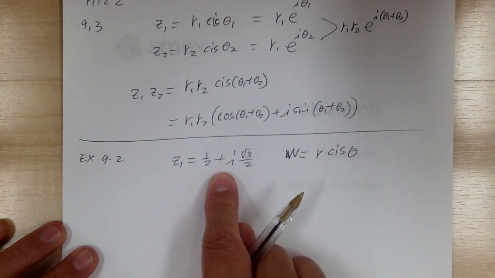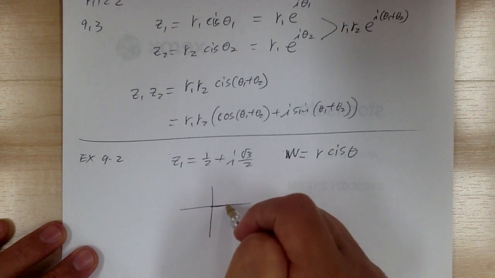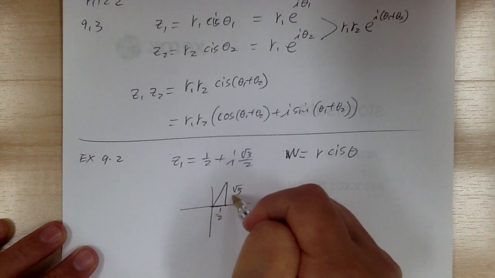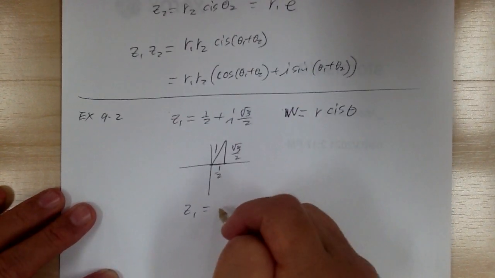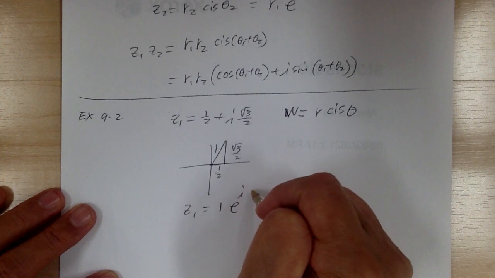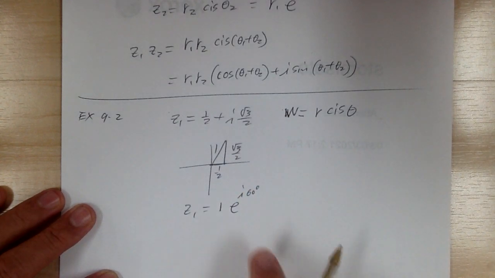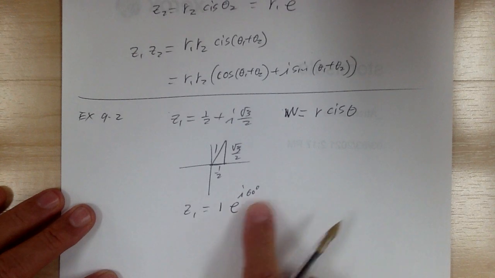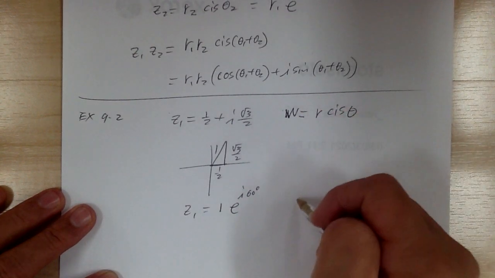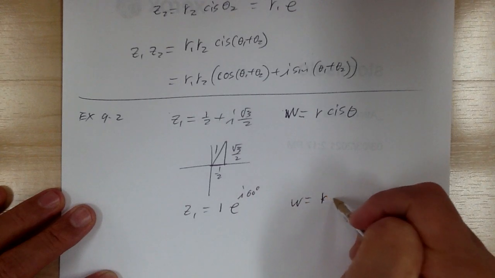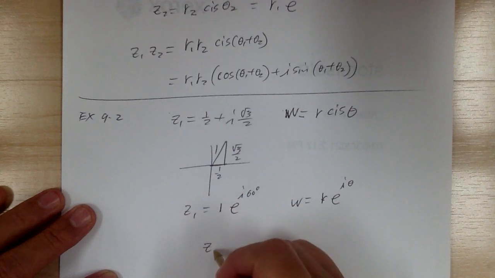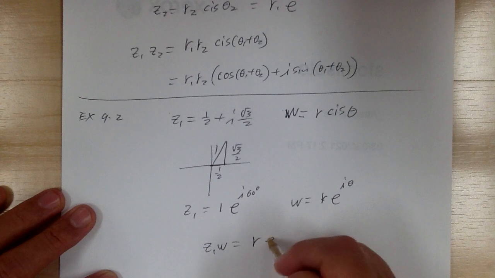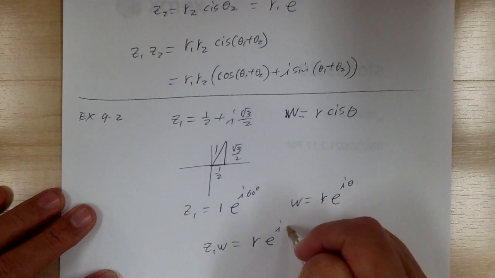If you were to draw this, this is 1/2 and this is square root of 3 over 2, so this would be a 1. So Z1 is actually equal to 1 e to the I 60 degrees. And if you write W in the exponential form, W will equal R e to the I theta. So when you multiply this together, you're going to end up with R e to the I theta plus 60 degrees.